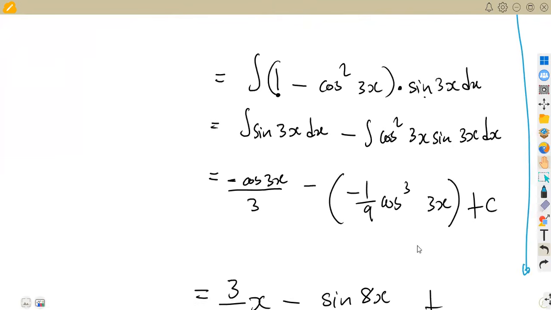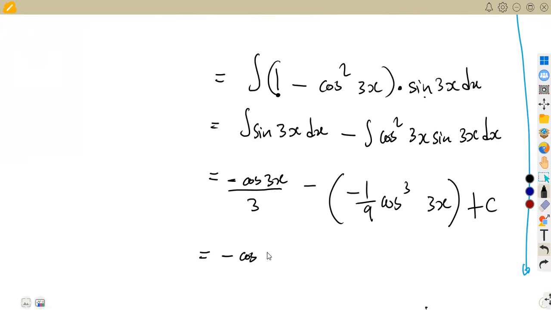So just be careful that you do your recap well, so that you'll be able to understand this. All right, so let us expand this. This will be minus cos 3x over 3. Expand: negative is going to be positive, so it's going to be positive 1 over 9 cos cubed 3x plus the constant of integration at the end. So that is how we could have simplified this integral.